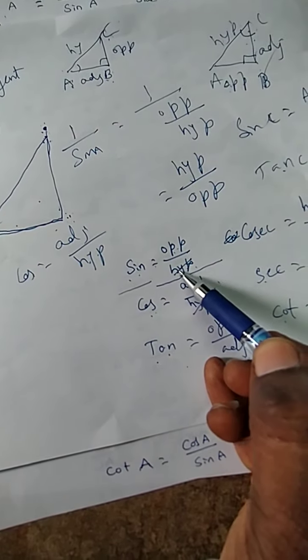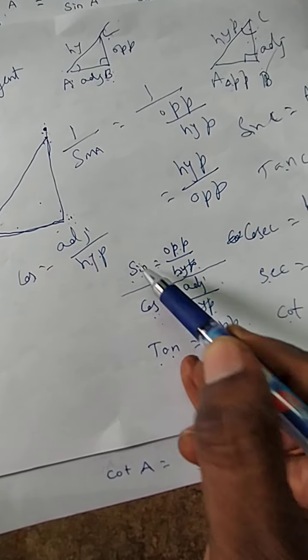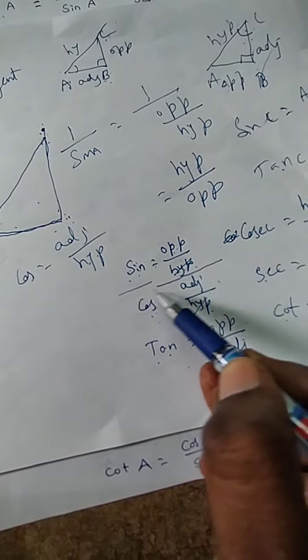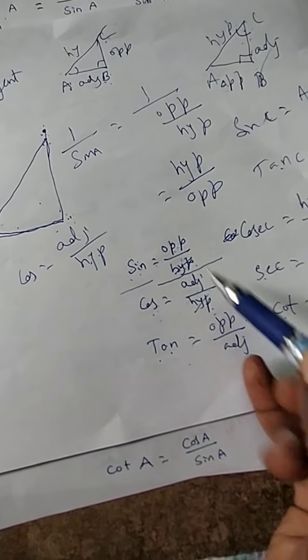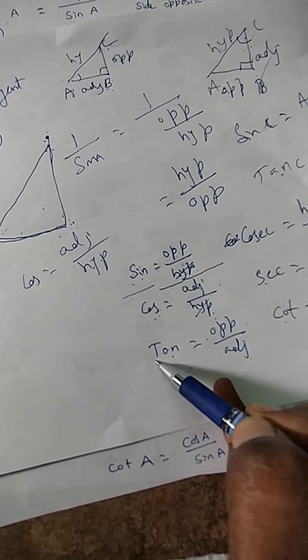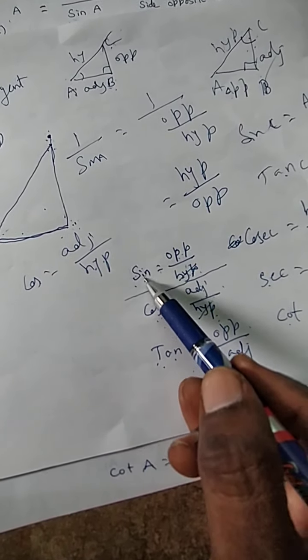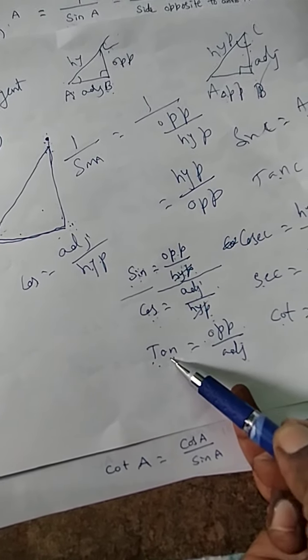Generally sin is opposite by hypotenuse, cos is adjacent by hypotenuse. Sin by cos, what result are we getting? Opposite by hypotenuse divided by adjacent by hypotenuse. Both the denominators are the same, so we can cancel those, and the balance is opposite by adjacent. Opposite by adjacent is the formula for tan. So the ratio of sin and cos is tan.